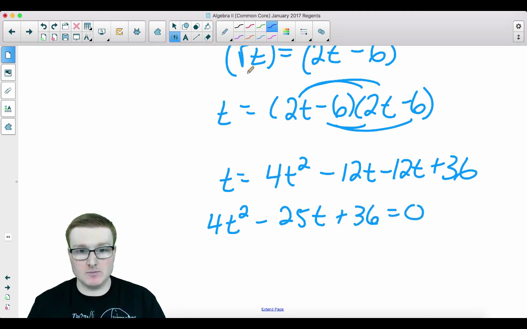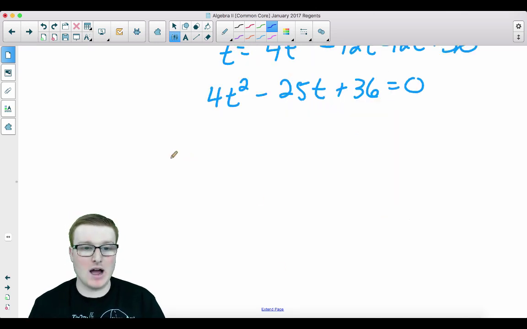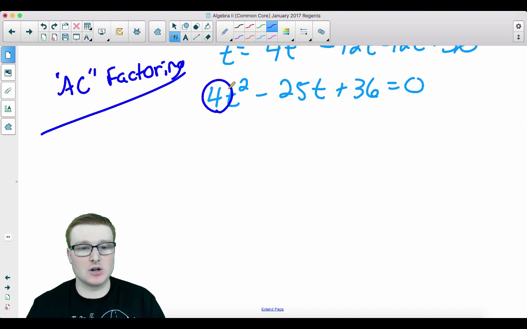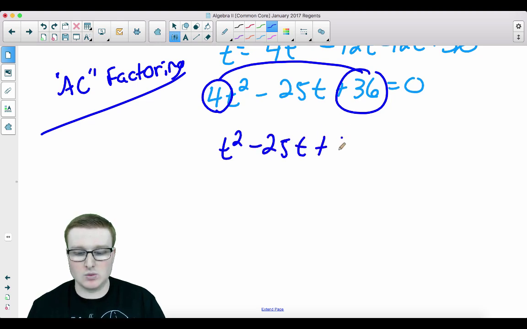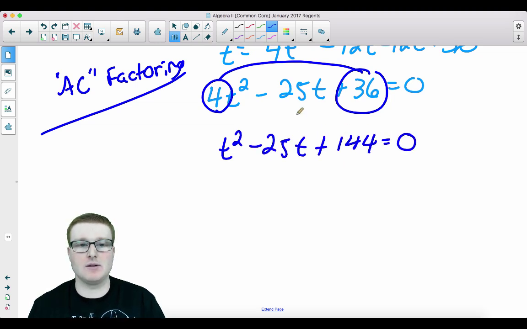So now what we're going to do is factor this. But the problem is we need to apply the AC method of factoring. Remember that back in Algebra 1, you had to take the first term and multiply it by the last term? Yeah, we need to do that again. So t squared minus 25t plus 144 equals 0. Let's go ahead and factor this now by the AC method. What adds to negative 25 and multiplies to give you 144?